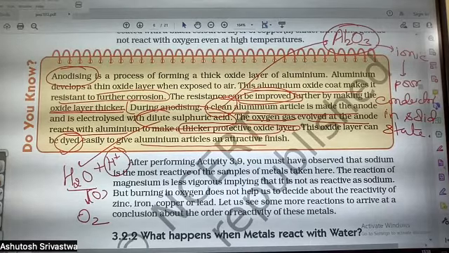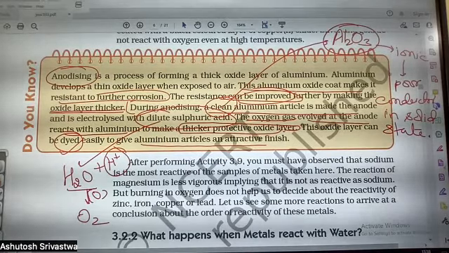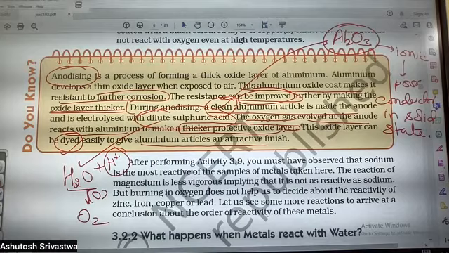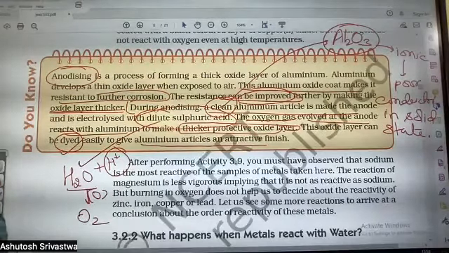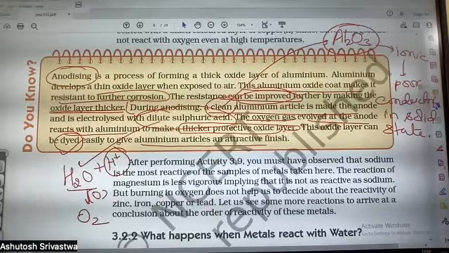Okay, any doubt, Pinaki? No, sir. Okay. Sanjay, any doubt? Angad? No, sir.